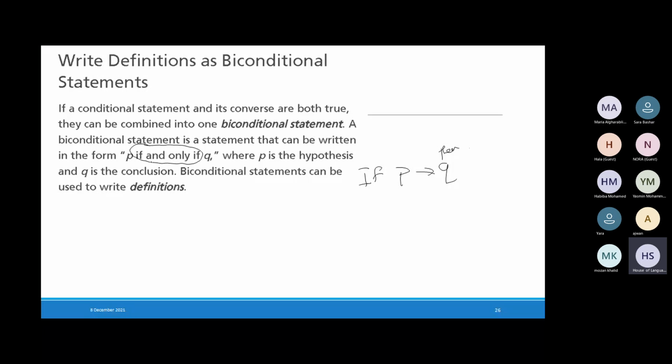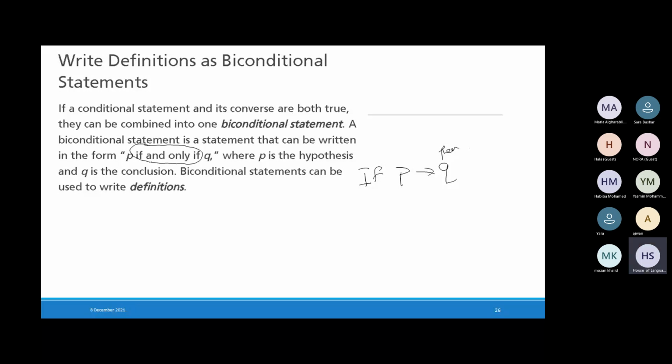As an example, give me any definition in science. What is the mitochondria? You can say the mitochondria is an energy source if and only if it has power. Give me another definition, not science, something else. Invertebrate: an animal is an invertebrate if and only if it doesn't have a backbone. Don't put if at the beginning.